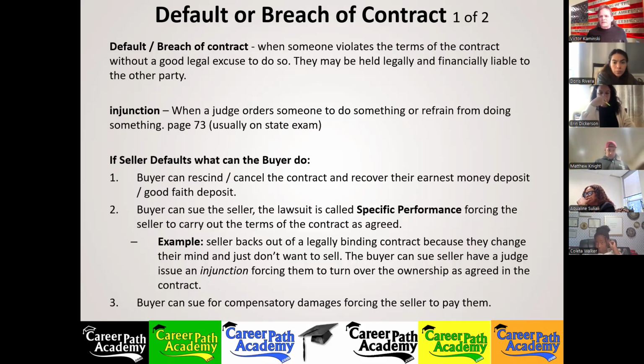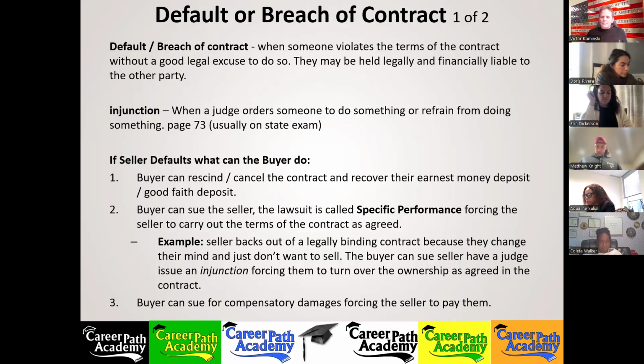I changed my mind. I don't think I want to sell right now. And the buyer's like, say what? I no longer have an apartment. I got all my stuff in a truck outside. I spent tons of money and time and effort, inspections and appraisals and surveys and title searches and this and that and the other thing. And now you're telling me that you don't want to sell? You got a lot of money tied up in this purchase here.